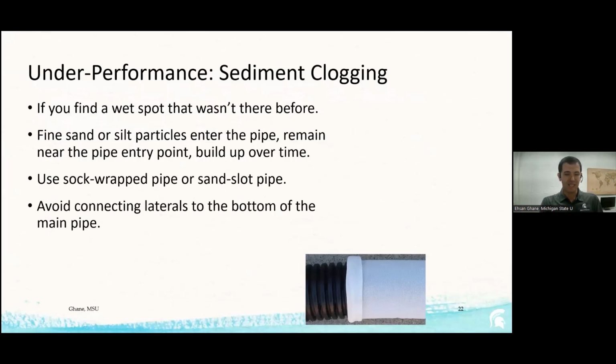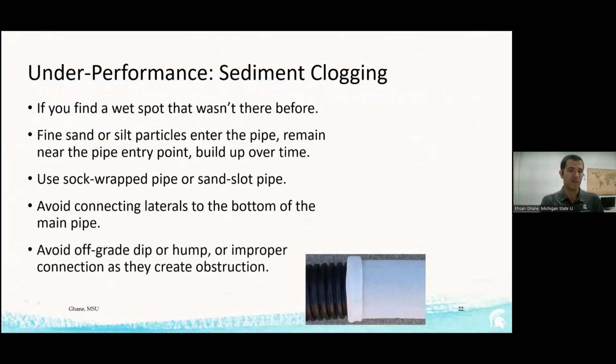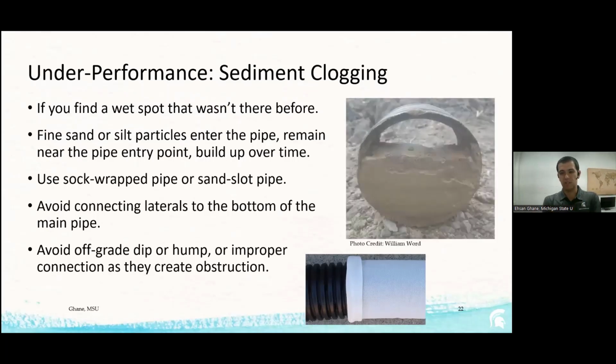Also, avoid connecting laterals to the bottom of the main pipe. And again, the same thing as I mentioned for the root, avoid off-grade dips or humps or improper connections, because they create an obstruction and they could hold on and start to build sand. And this is a photo from my colleague, Will Ward, of that sand clogging. In this photo, they had used a regular perf pipe, whereas they should have used the sock-wrapped or the sand slot pipe.